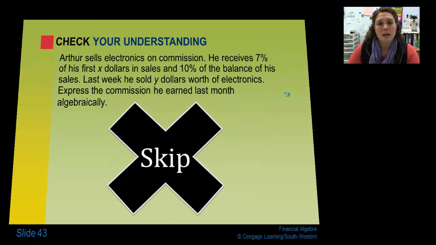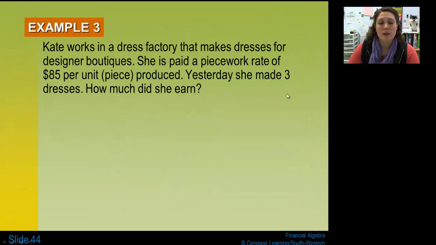Check your understanding. We're going to go ahead and skip this question and go on to example 3, where Kate works in a dress factory that makes dresses for designer boutiques. She is paid a piecework rate of $85 per unit or piece that she produces. Yesterday she made 3 dresses, so how much did she earn?